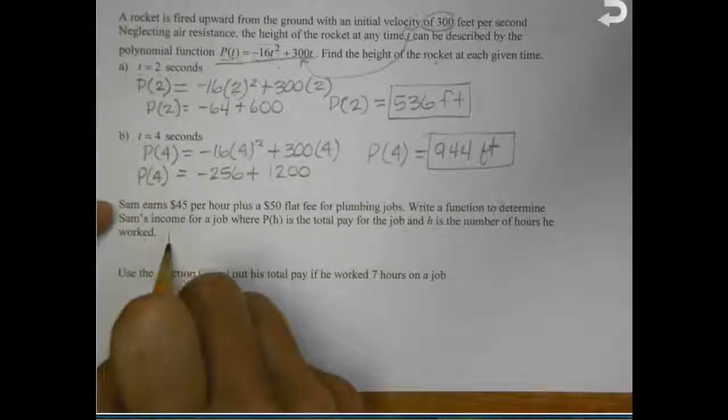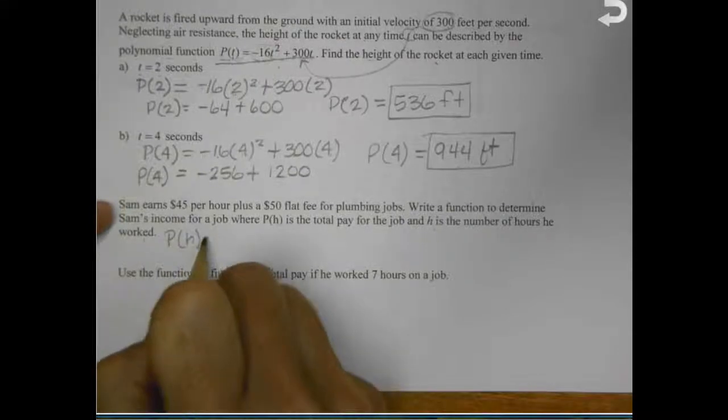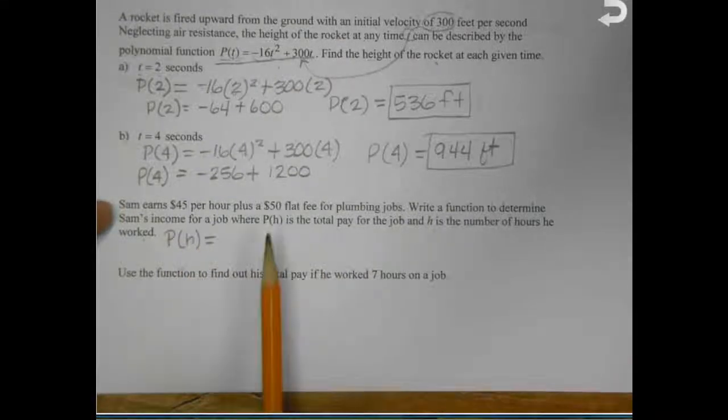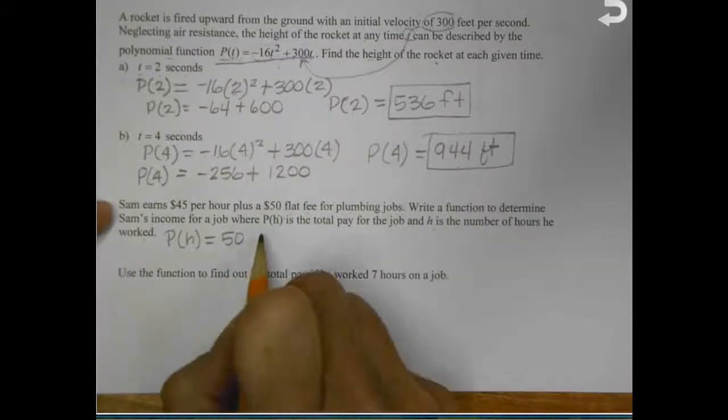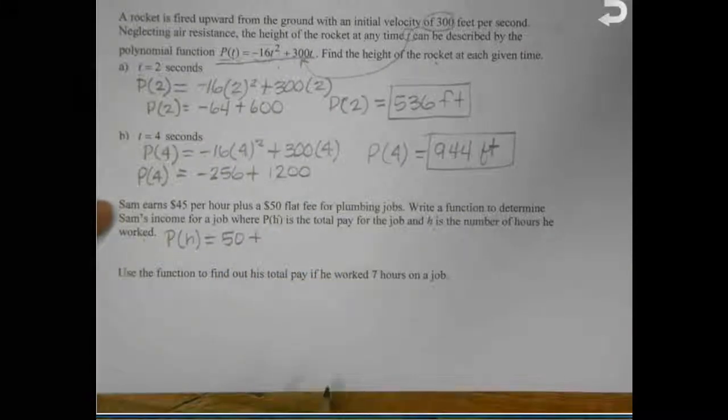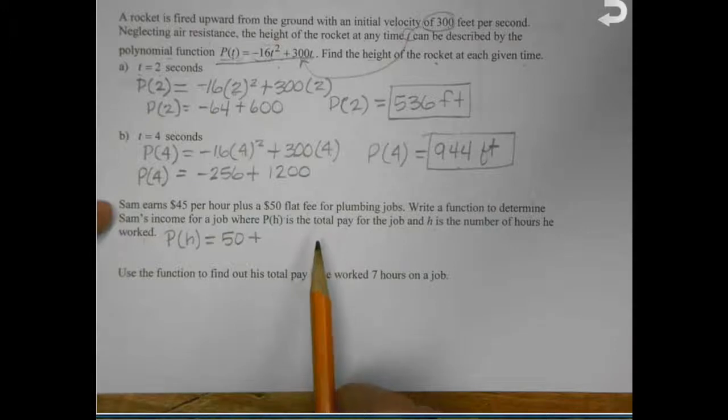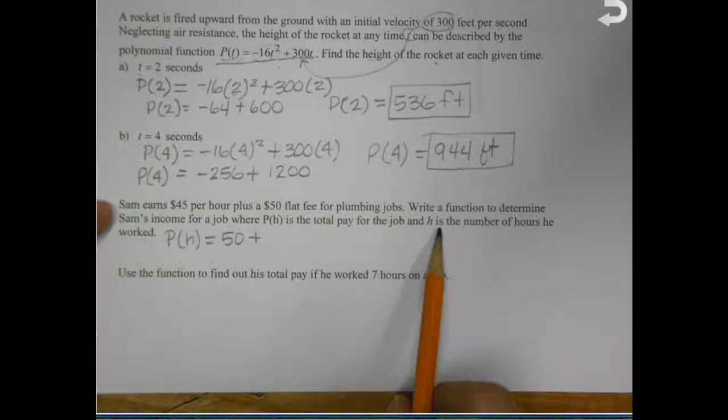So I know my function should start with P of H, and remember he gets this flat fee, so no matter how much he works at your house, he starts off with $50. And then he can add to it, not like he's trying to of course, but he can add to it by the number of hours that he works.